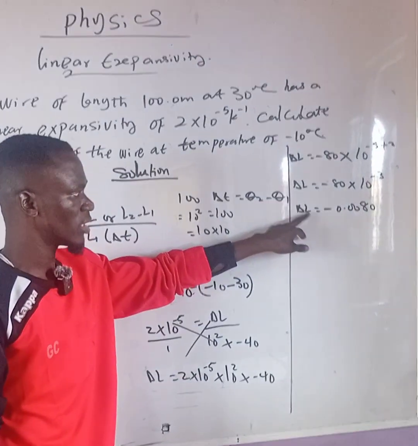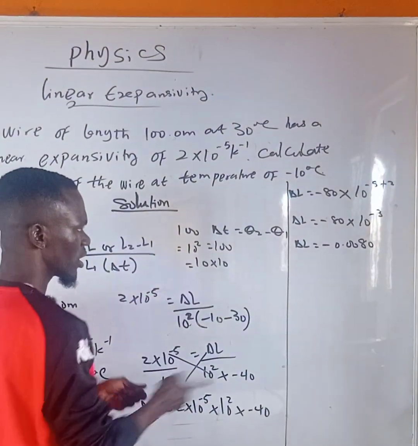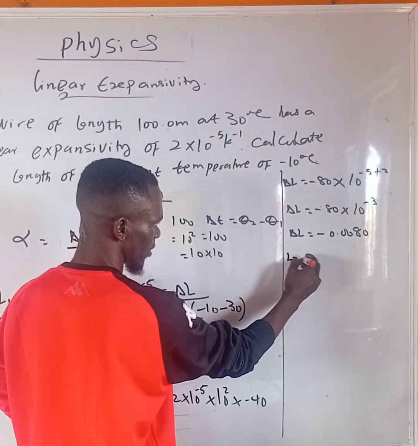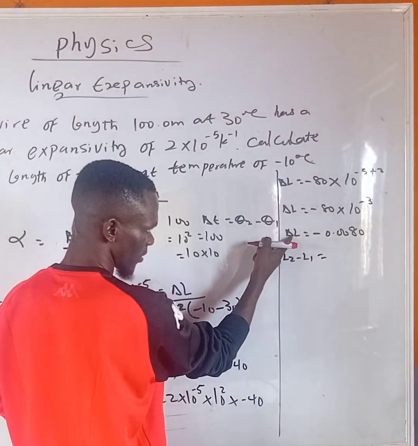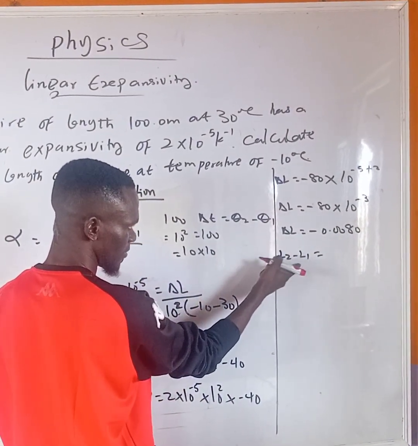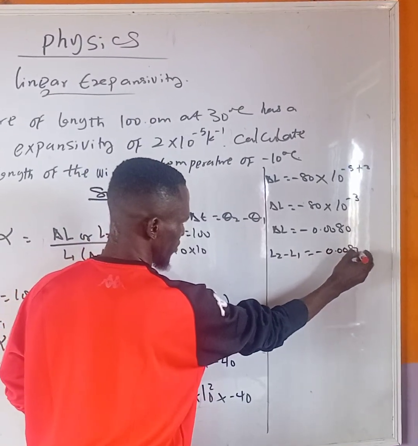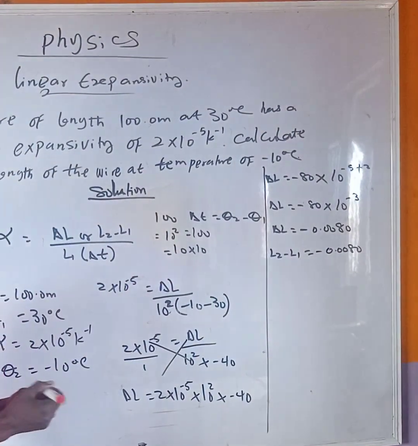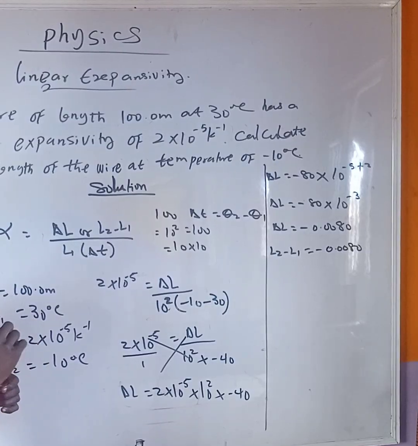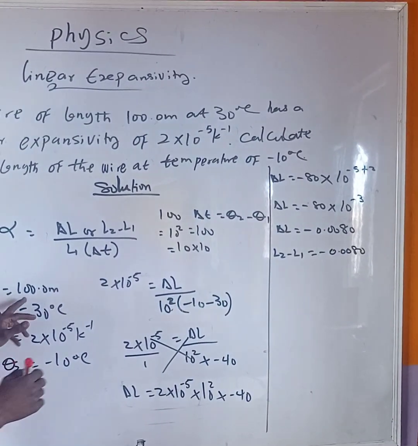Now you've gotten our change in length, right? But don't forget that your change in length formula is L2 minus L1. That's this change in length, that's what is here, which equals what we have here, minus 0.0080. Now, we are given one of the lengths, right? The original length given to us is 100. So let's take note as 100.